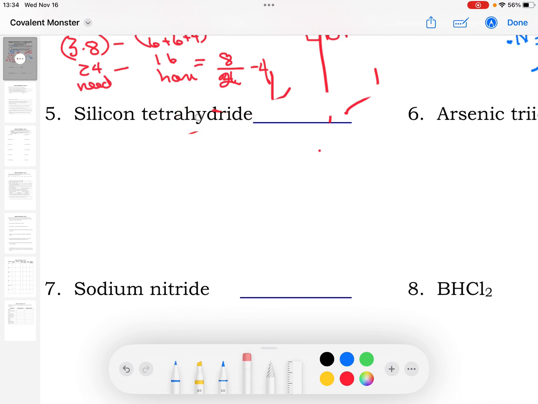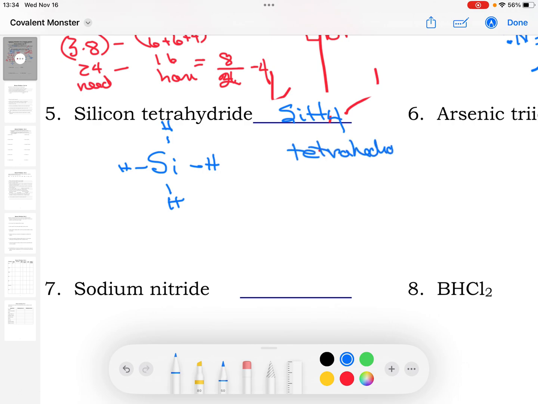Next, let's try our silicon tetrahydride. Silicon tetrahydride is SiH4. Silicon, which is right under carbon, will be bonded to the hydrogens like this. This is a regular tetrahedron, so it's tetrahedral. It is nonpolar, and will have London dispersion forces.